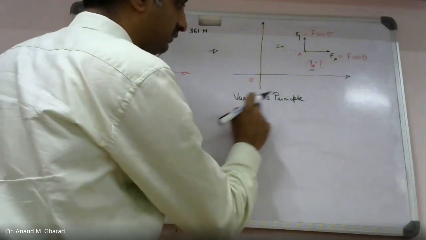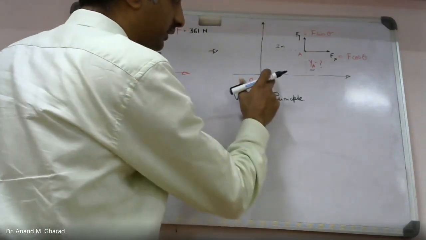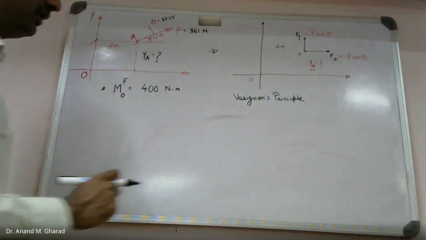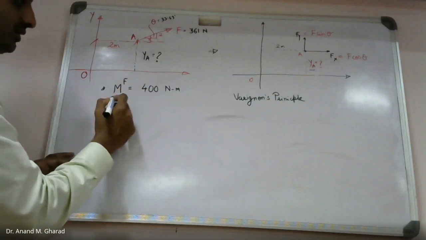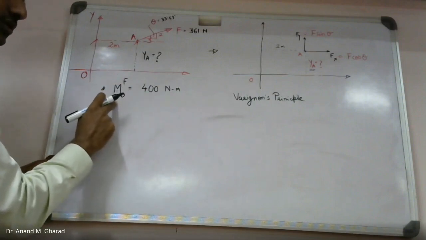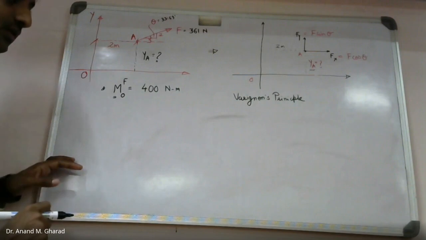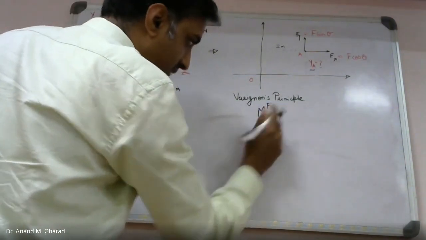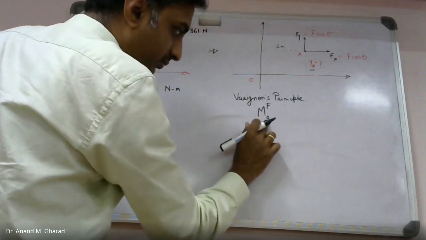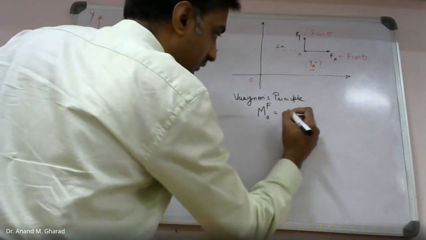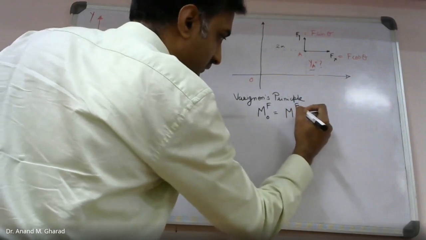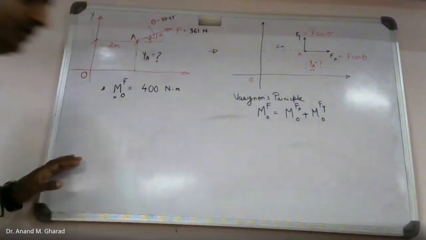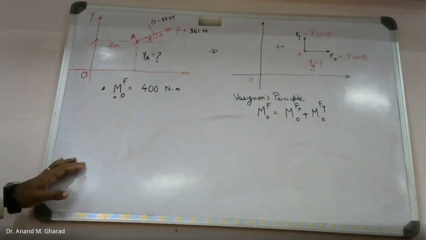If I say I am using Varignon's principle, there are 2 points about which I can take moment. But in your given numerical, you can see that the information related to the moment about point O is given. So let us try to expand that. Let us make use of Varignon's principle and take moment about point O. How it is expressed? Correct? This is how it is expressed.